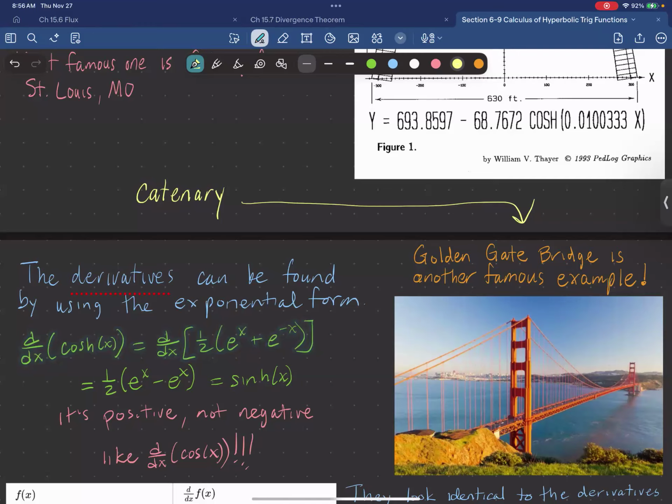The derivatives can be found easiest by using the exponential form, if you want to show what they are. So if we take the derivative of hyperbolic cosine, we're doing the derivative of 1/2 of e to the x plus e to the negative x. A fun thing about derivatives of exponentials is they're not changing, other than the chain rule here. Ooh, that's missing a negative.